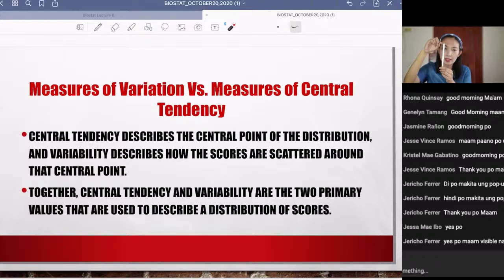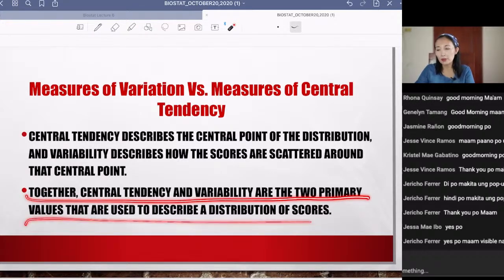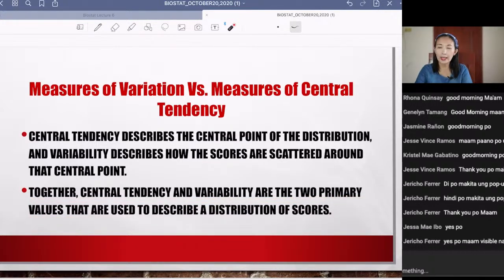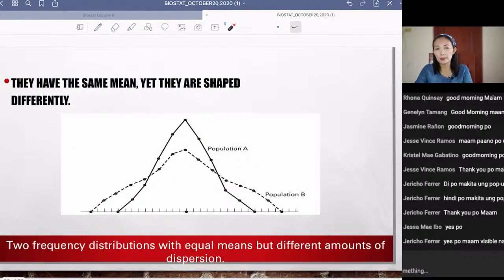So this is the central location, for example, and the scores within it determine how far apart the scores are from the central value. That's a measure of variability, or measures of variation, or measures of dispersion. Together, the central tendency and variability are two primary values used to describe a distribution of scores. How important are the measures of variation?